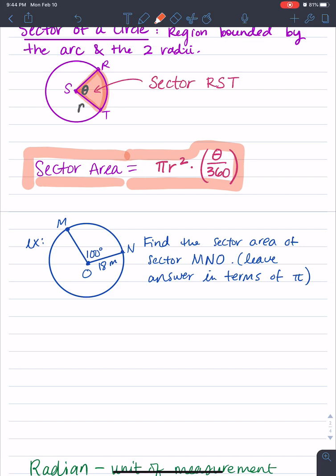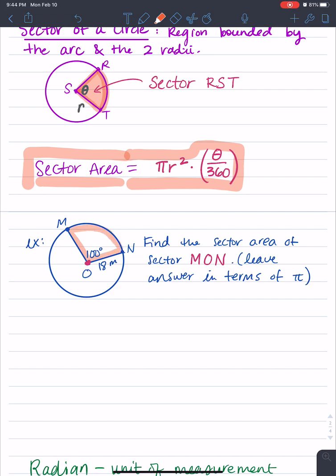So I'm going to highlight for you what I'm actually looking for here. So I'm sorry. Go ahead and fix that. That's not right. That's not how we name the sector. The order matters. I would know what you meant, but go ahead and change it. Fix it to MON. Okay, so we always want to have that center of the circle in the middle, in the center. Makes sense. Okay, so the sector is MON.